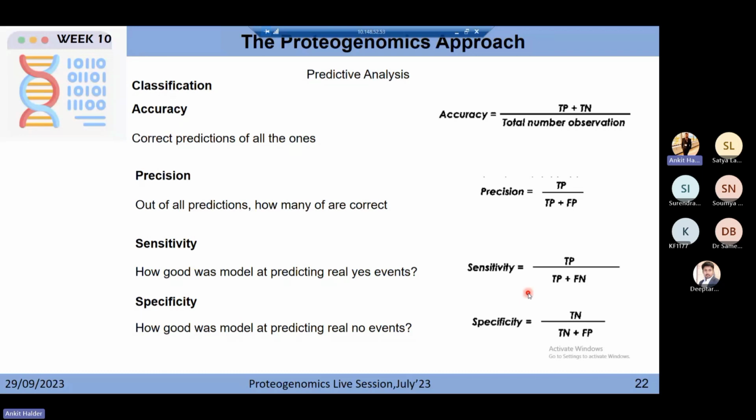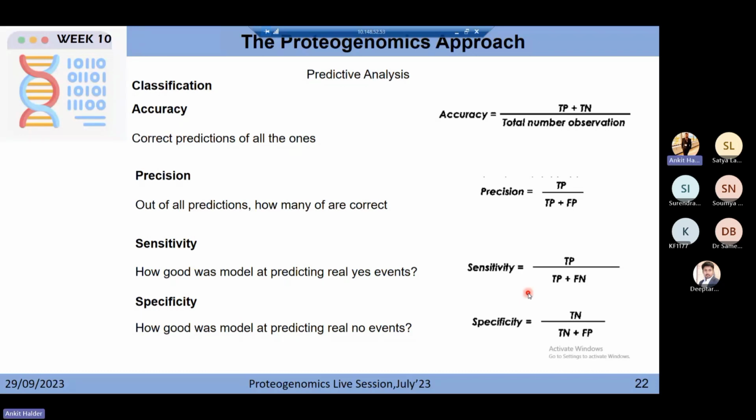That is the true negatives among the true negatives plus the false positives. So it is just the other way around. How good at real yes events, how good at real no events, and out of all predictions, how many are correct? That will give you the precision. So when you calculate precision, out of all the predictions, how many are your correct predictions: the true positives among the true positives and the false positives.